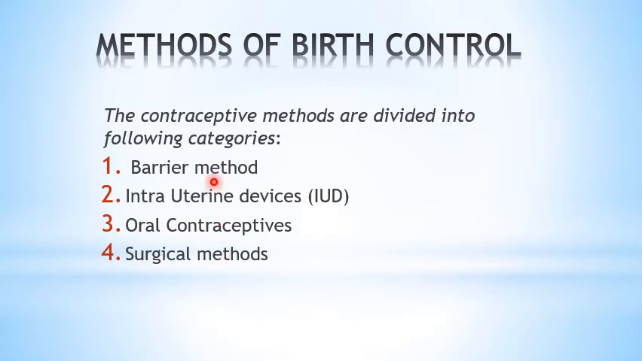So methods of birth control. The contraceptive methods are divided into the following categories: barrier methods, intrauterine devices, oral contraceptives and surgical methods. So one by one we will discuss the principles and the use of these methods.